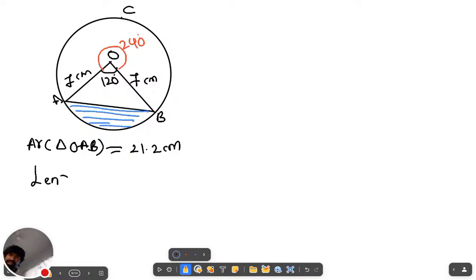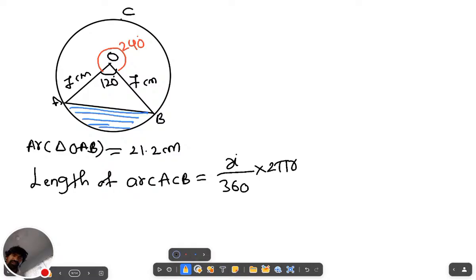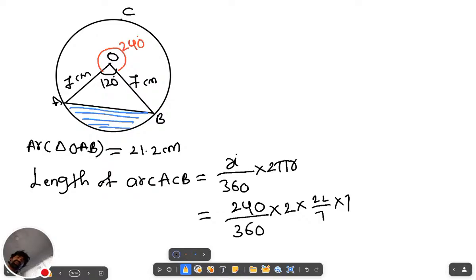So now the length of major arc ACB is equal to, the formula is x degrees by 360 degrees into 2 pi r, the circumference of the circle. It means the angle made by the major arc at the center is 240, by the total angle around the center, 360, into 2 into pi value 22 by 7, and the radius is how much? 7. So this will give the length of the major arc.